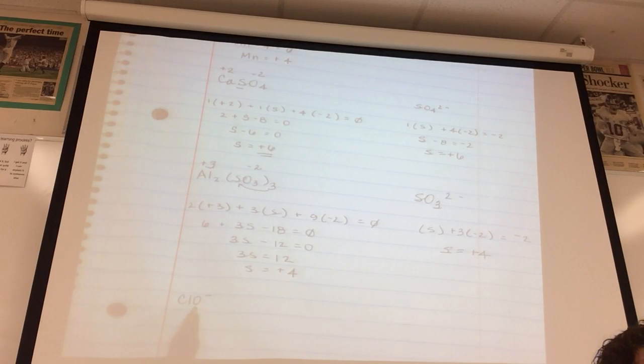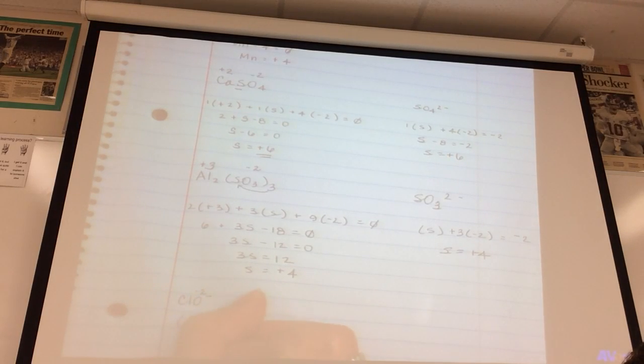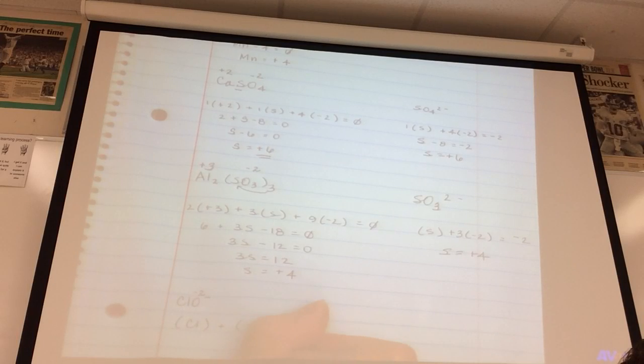In addition, oxygen's more electronegative, but oxygen is the one you're almost always sure of unless it hooks up with F or is a peroxide, it's -2. So we're looking for the chlorine, and what are we setting this equal to? -1 is correct, and so chlorine here is +1. That's a hypochlorite ion.